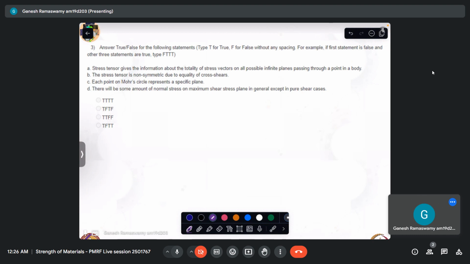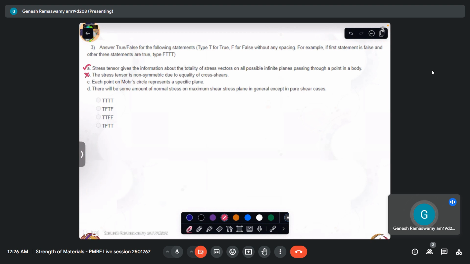Answer true or false. Option A says stress tensor gives the information about the totality of stress vectors on all the possible infinite planes passing through the point in a body. We saw that given a stress tensor and any normal, we can find out the traction at that point. So stress tensor basically contains all the stress vectors within it, and we expose those stress vectors by giving it a normal. So this is true. The stress tensor is non-symmetric due to equality of cross shears. We have clearly seen that this is not the case.